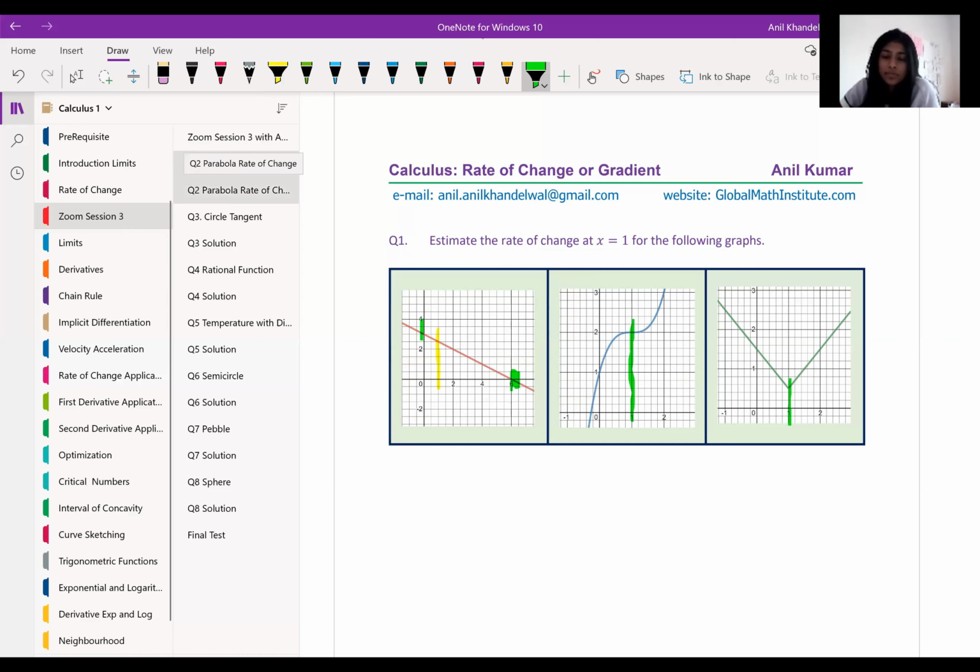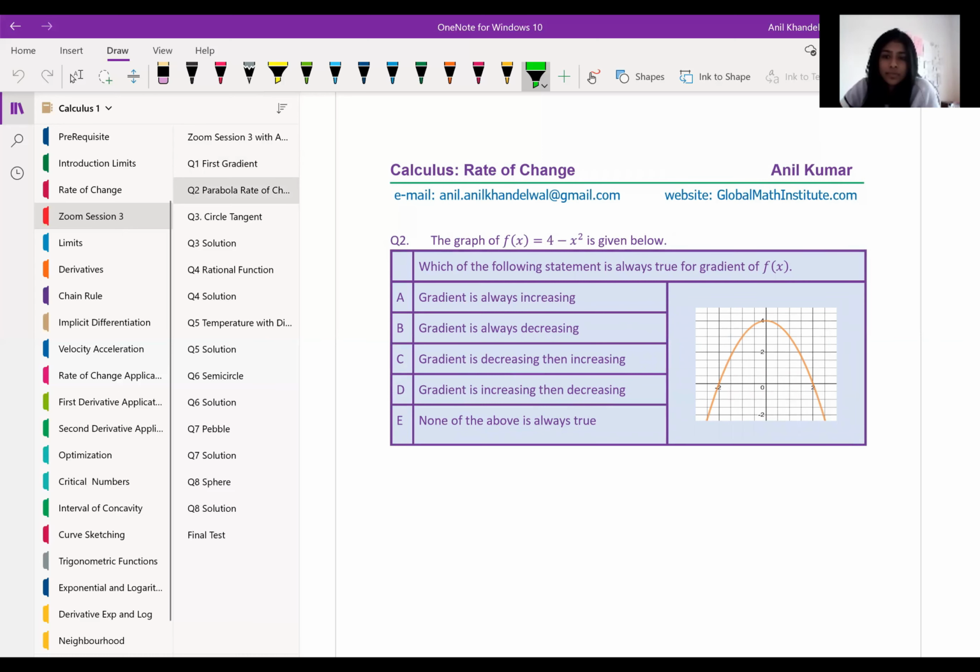So let's take the second question here, which is the graph of f of x equals 4 minus x squared. That is given to you right there. Now, I think you can see the graph, right?